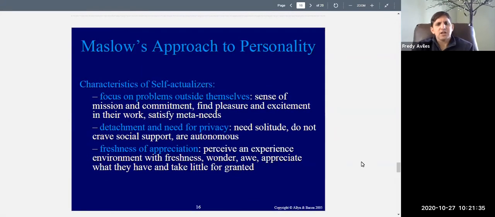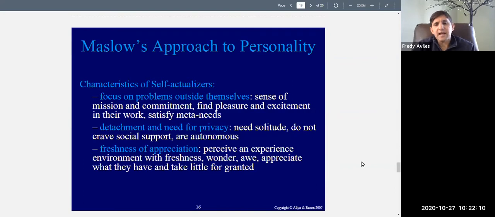Other things about self-actualizers: they focus on problems outside themselves. They have a sense of mission and commitment. There's something that drives them, okay? Something they believe in. It could be art, it could be music, it could also be religion, it could be God, it could be charity, it could be volunteering, it could be helping others, but they have a mission, something greater than themselves that they seek. They find pleasure and excitement in their work, and they satisfy their meta needs, right? Truth and goodness and whatever it is, that long list, okay?